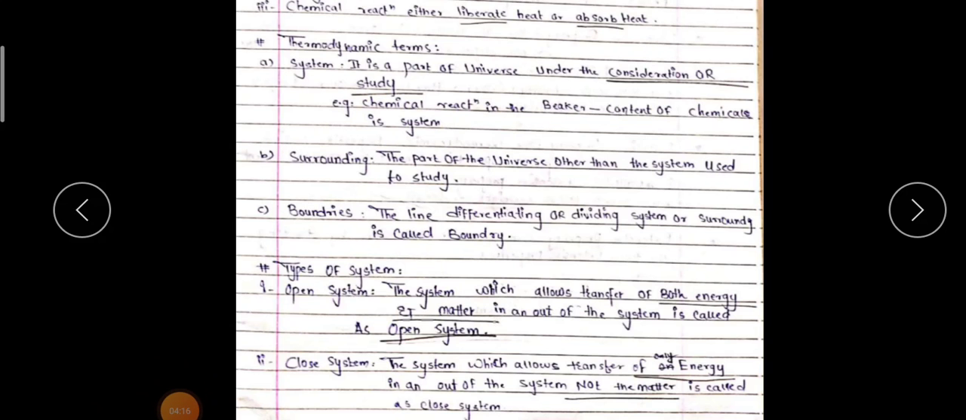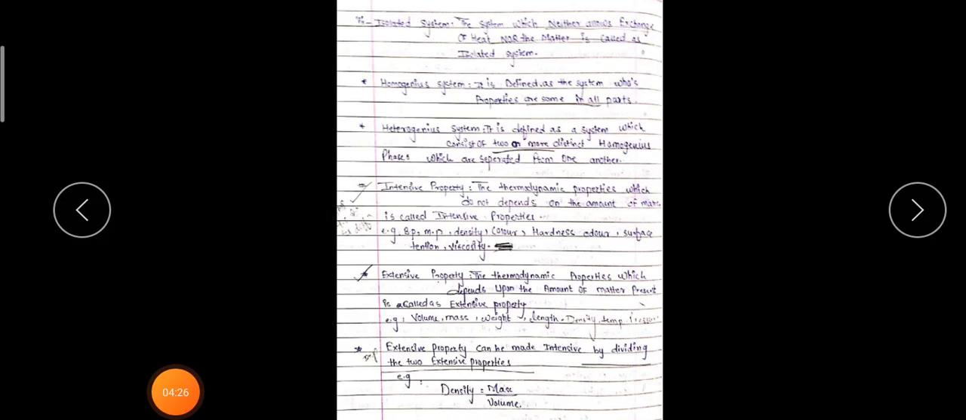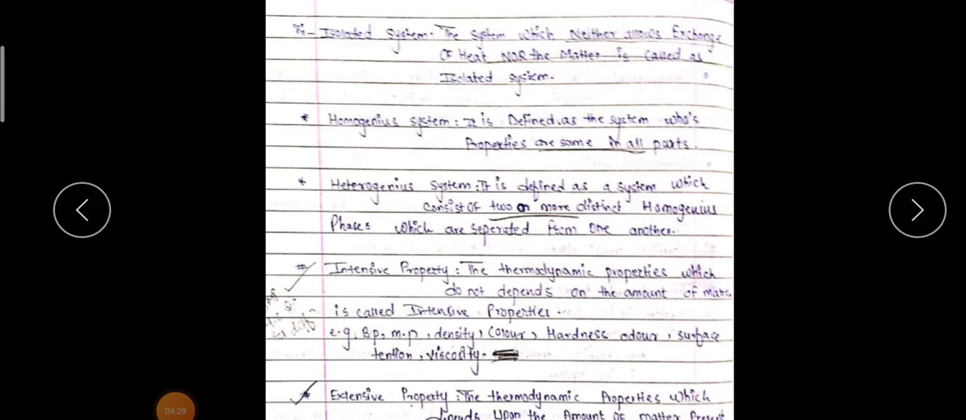Same MCQs will be there based on the closed system. The system which allows the transfer of only energy in and out of the system, not the matter, is called the closed system. That will be the answer. Then the MCQs based on the isolated system will be like that. The system which neither allows exchange of heat nor matter is called dot dot dot, isolated system. Or another type it may ask like that: the isolated system is such a system in which there is no exchange of heat or matter. The four different options will be there.